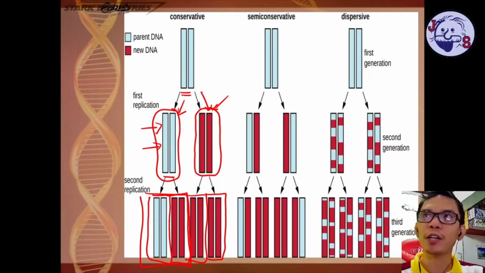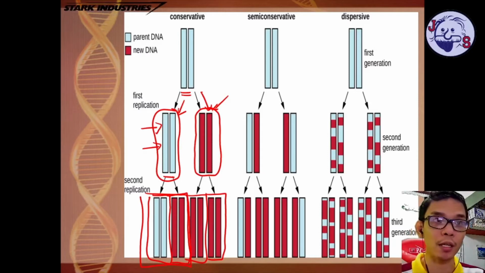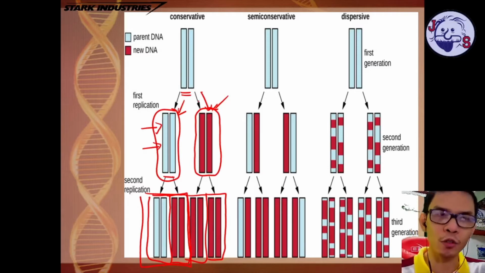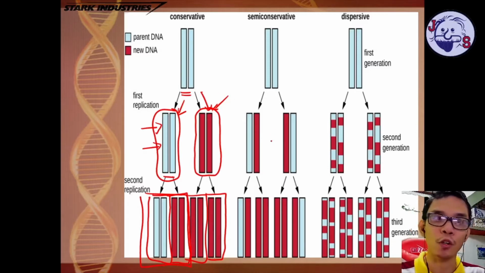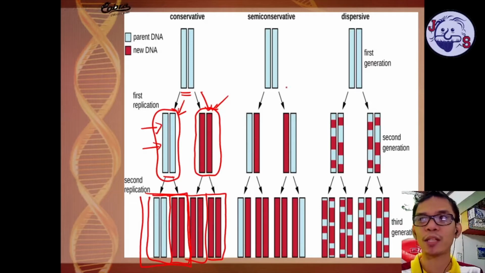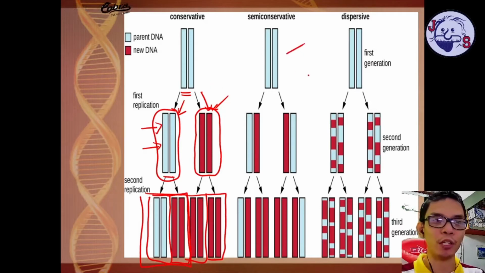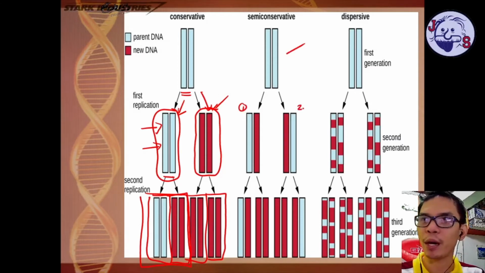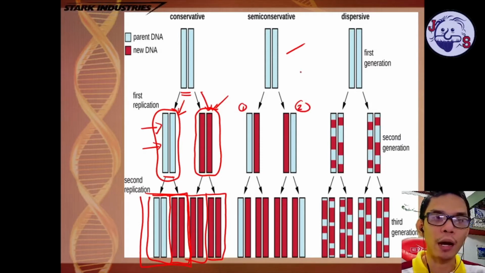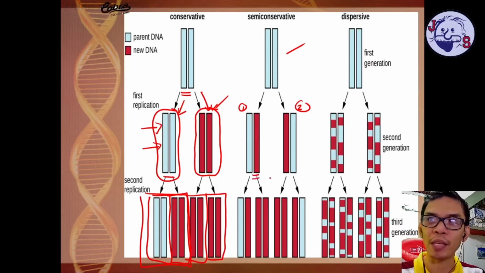The next model is semi-conservative. So what do we have here in the semi-conservative? Do not look at the red ones. We have here the parent DNA molecule, and these two strands will split, one over here and another one over there. Now, these two parent strands will create a newly synthesized complementary pair. So this is its complementary pair.